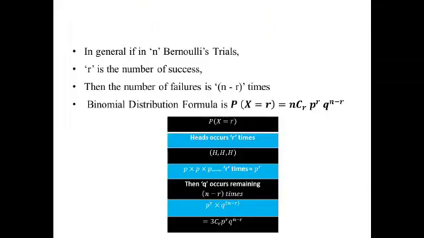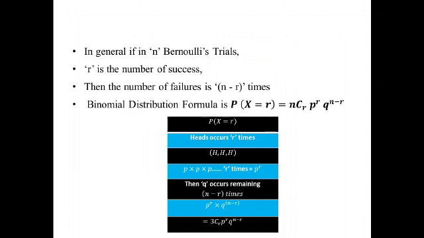So now let's generalize the entire table. When probability of x is equal to 0, we get 3C0 P power 0 Q power 3 minus 0 from the second last row of the table. Similarly, P of x equal to 1 is equal to 3C1 P power 1 Q power 3 minus 1. P of x equal to 2 is 3C2 P squared Q power 3 minus 2. P of x equal to 3 is 3C3 P power 3 Q power 3 minus 3. So we generalize the formula now.